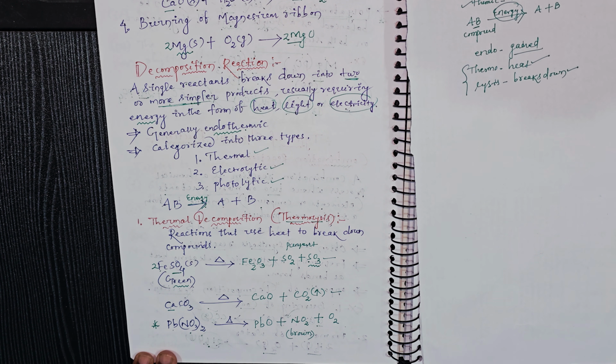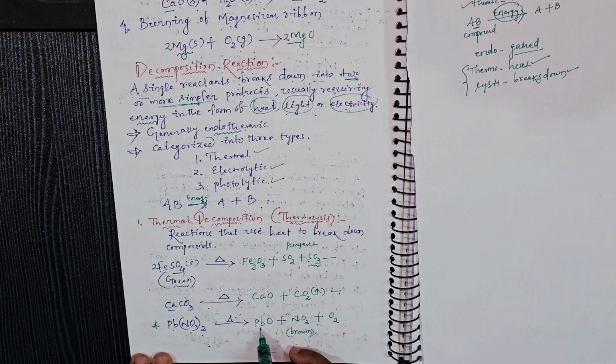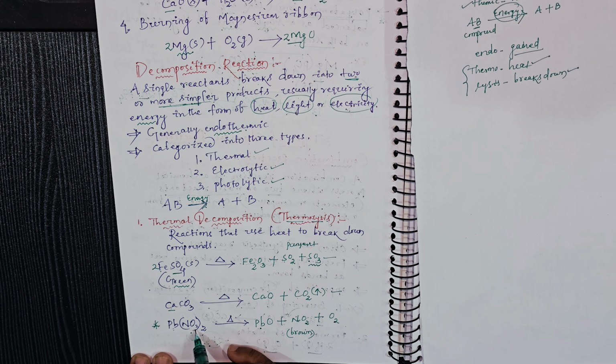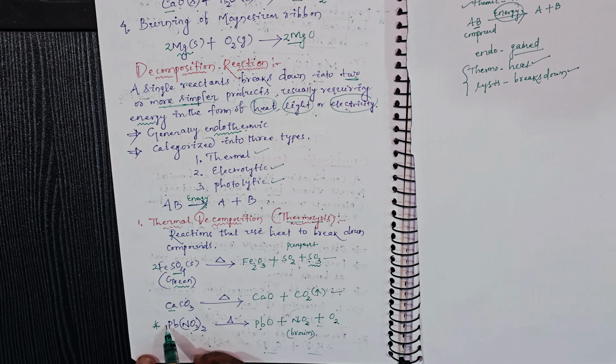Last step again, the balancing part. Clear? So one lead, okay, fine. Two nitrogen, here it is only one nitrogen. 1, 2, 3 plus 2, 5 oxygen. Here it is 6 oxygen. So when you see any kind of odd number, simply try to multiply by the number 2 at least, because nothing is present means what is there?